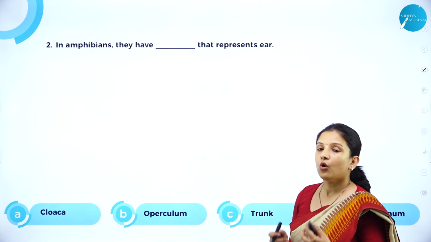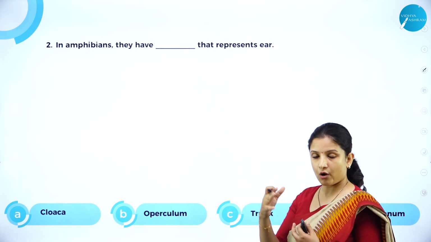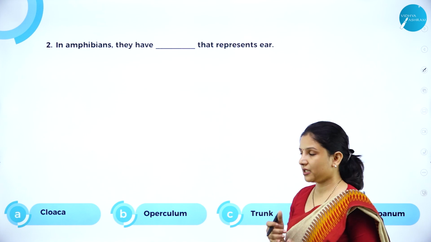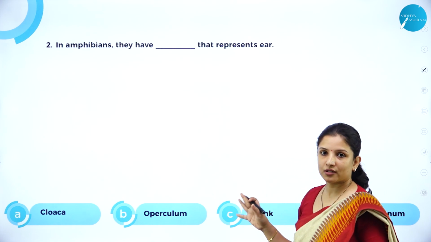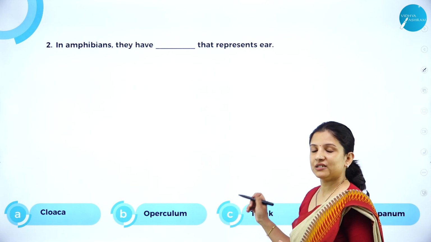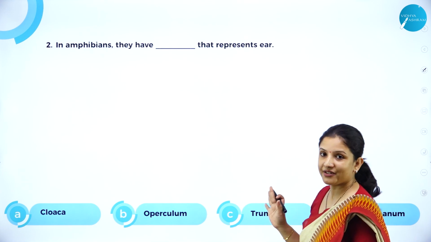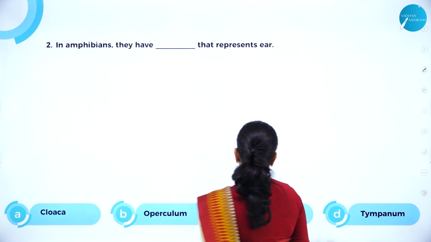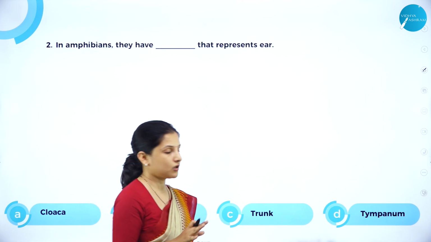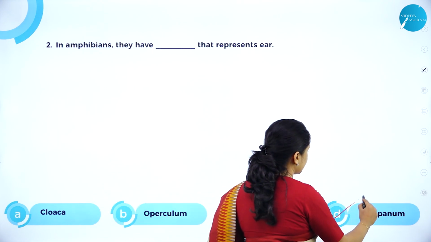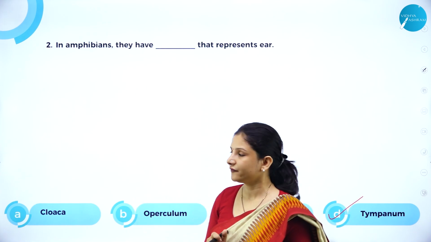Cloaca is the opening. That is, it is a chamber into which all the other organs of the amphibians come and meet. So that chamber is called the cloaca. Operculum, no, operculum is not the right answer because operculum is the covering that is present on the gill slit. It has nothing to do with the ear. Is it trunk? No, trunk. The body of the frog is called the trunk, or the body of the amphibian is called the trunk. Is it tympanum? Yes, tympanum is the external opening that represents an ear in the amphibians.